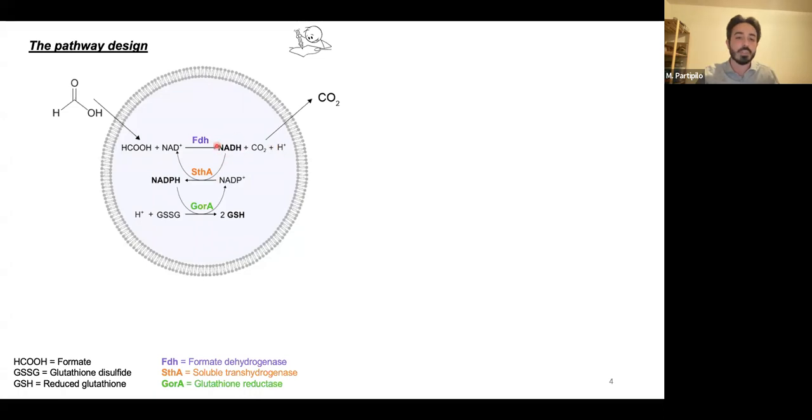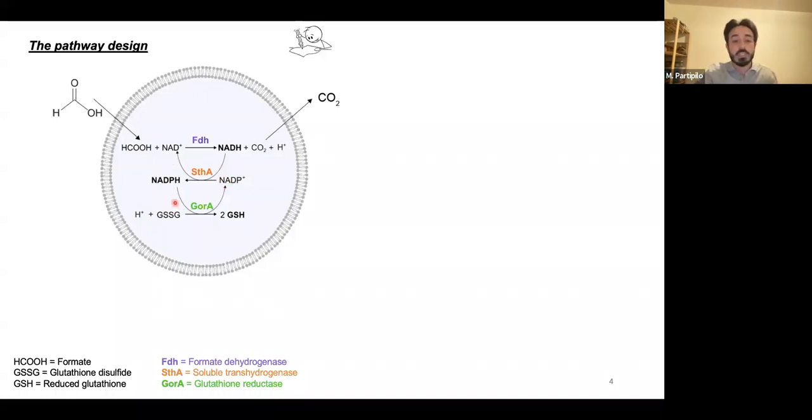This NADH accumulation from the first reaction can then be used by a second enzyme, here reported as STAJ, that is a soluble transhydrogenase. And this enzyme will ensure the reduction of the other biological cofactor NADP+ into NADPH with the contemporaneous reoxidation of our initial pool of NAD+ that becomes again available for the first reaction.